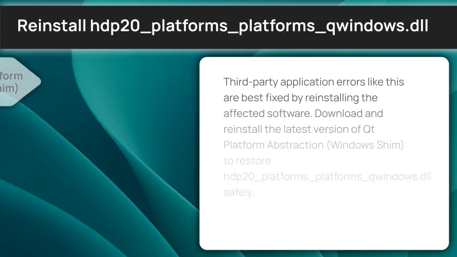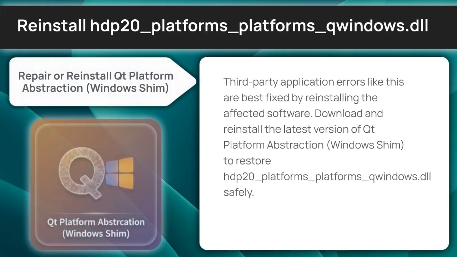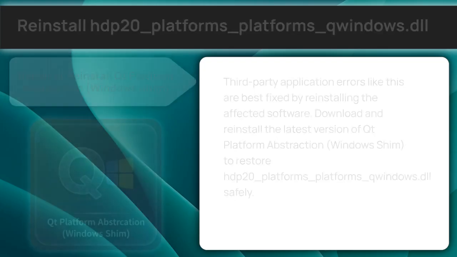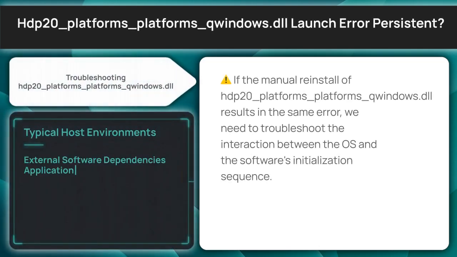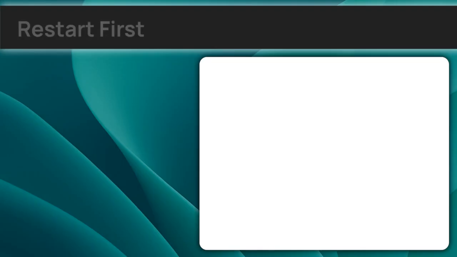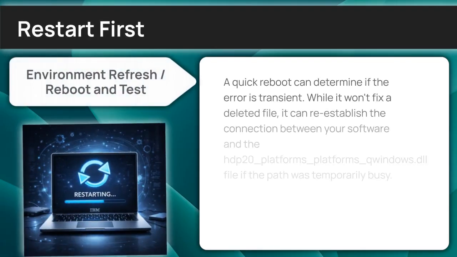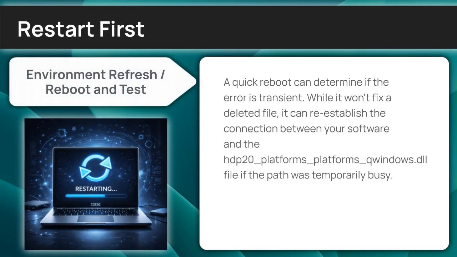This error suggests a failure in the underlying Windows architecture. Open command prompt with administrator privileges and execute sfc /scannow to restore core system components, including the missing Win32 Library DLL. If the error persists despite the new library files, we must verify if a simple synchronization conflict is preventing the file from loading. A quick system restart is a practical way to ensure that all shared libraries, including HDP20 platform's Qwindows module, are being loaded correctly into the current session's memory.